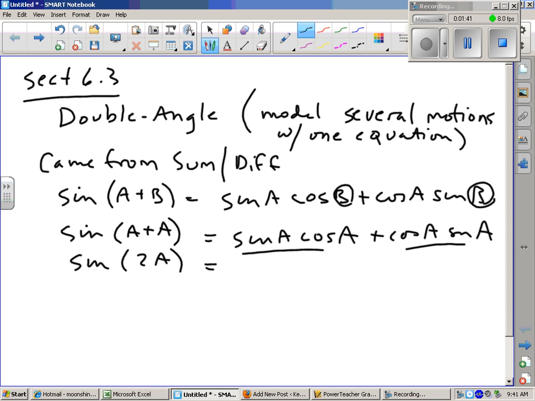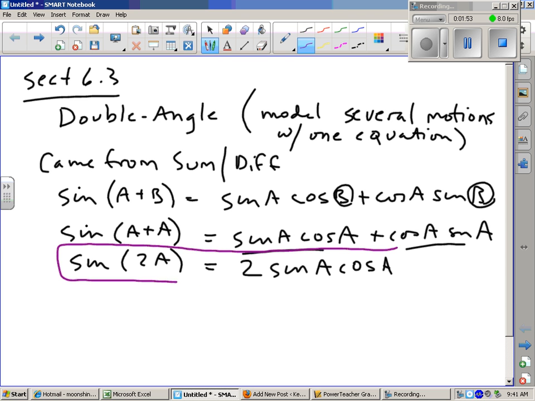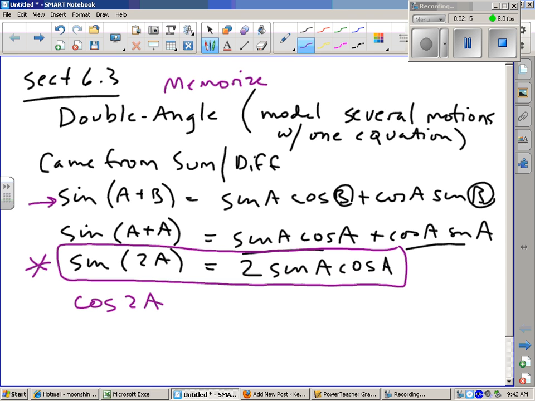So the double angle formula that we're going to use is, if I put these two together, that will be two of them, 2 sine a cosine a. So that is the formula for sine 2a. And yes, you have to memorize that. Okay, so we're going to have to memorize double angles. But if you forget them, you can always go back to the sum and difference and do what I just did.